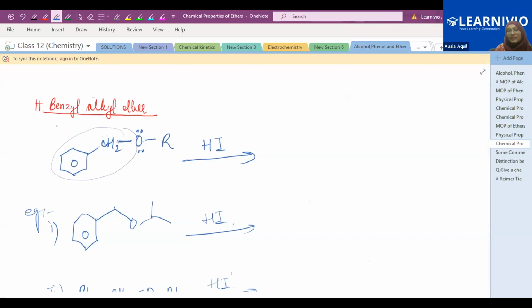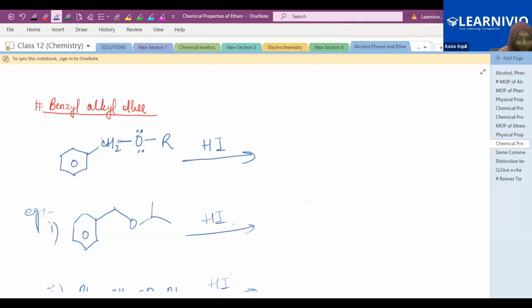So that's why the name is benzyl alkyl ether. One more thing: this benzylic group is very reactive. Suppose a tertiary carbocation and a benzylic carbocation are formed. The benzylic carbocation is even more reactive than the tertiary one. This benzylic group is very much reactive. Just remember that.